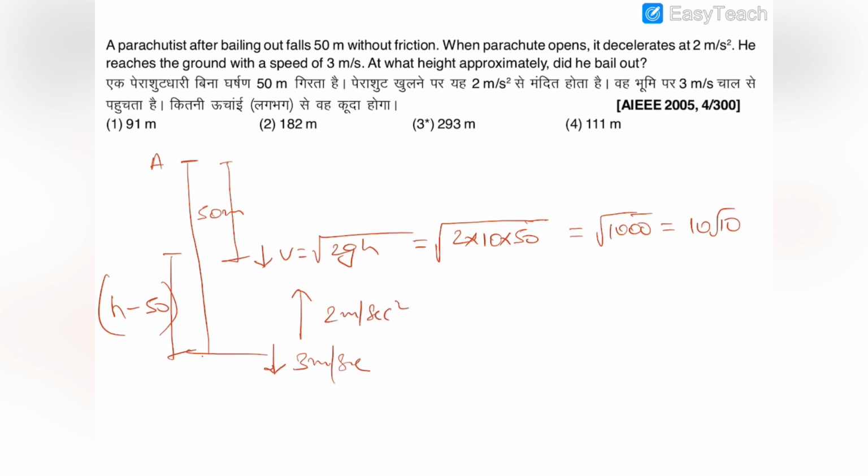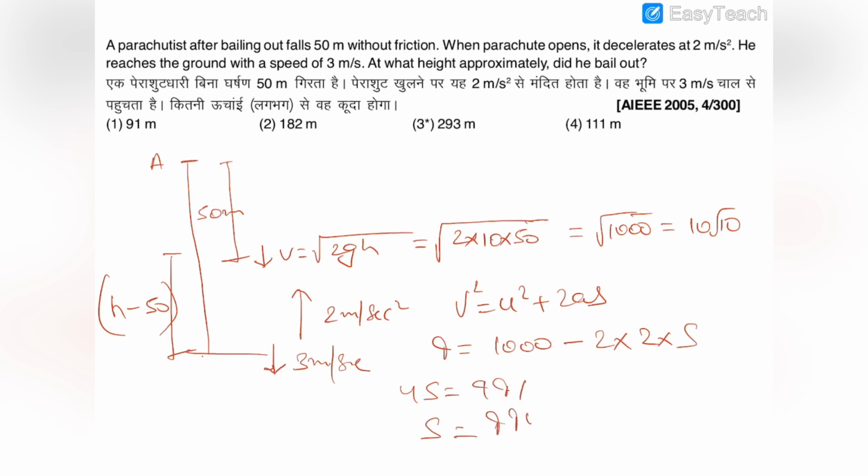So let us write down the third equation of motion, which is v square is equal to u square plus 2as. So v square is 9 and u square is 1000, and this is minus 2 into s. So 4s is equal to 991, and s is equal to 991 by 4, and s is actually h minus 50. So h is equal to 991 by 4 plus 50.